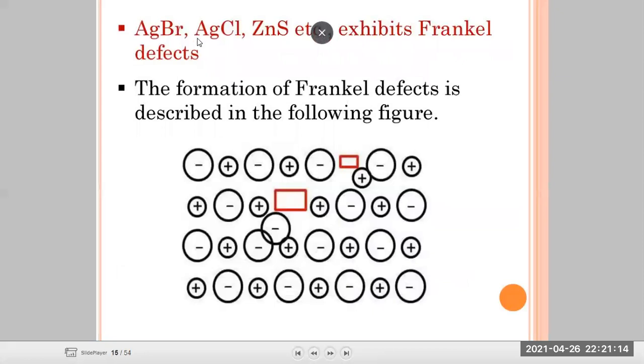Examples exhibiting the Frenkel defect are silver bromide, silver chloride, and zinc sulfide, etc. You can see the schematic diagram. The formation of the Frenkel defect is described in the figure. In this position, you see this missing atom. There is some vacancy here, and I already told you what is interstitial. Between these two ions, there is some space, and if another atom occupies that space, we say that is called an interstitial defect. So the combination of the interstitial and the vacancy is actually the Frenkel defect.